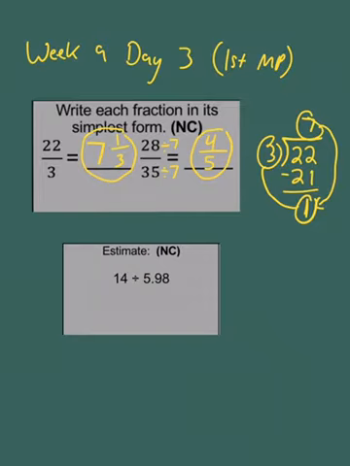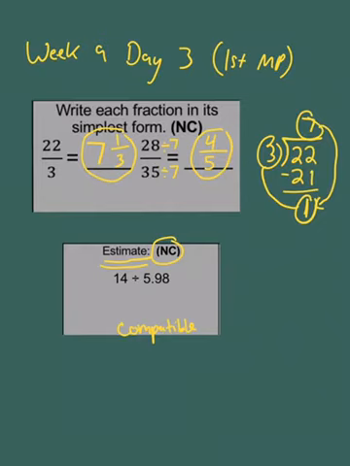Now the second problem is a division one, but notice it says estimate, and notice it says no calculator. So when you're estimating division, it's all about making the numbers compatible. And compatible numbers just are numbers that divide with no remainder.